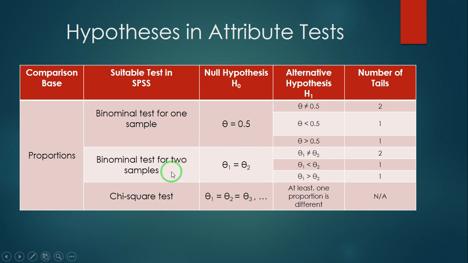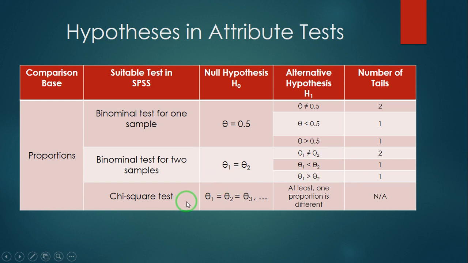If you have two sample sets and you're going to compare their proportions, in SPSS we have binomial tests for two samples. So the null hypothesis considers the proportions equal for the samples, and the alternative hypothesis could be theta for the first sample is unequal to theta for the second sample for the two-tail test, or theta for the first sample is smaller or greater than theta for the second sample in one-tail test.